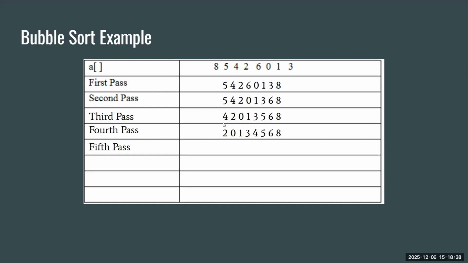And then for the fourth pass, 4 is greater than 2, and then 4 is greater than 0, so it swaps. 4 is greater than 1, so it swaps, and then 4 is greater than 3, so it swaps. So the end position is right here for 4. And then for the fifth and final pass, we have, is 2 greater than 0? Yes. Is 2 greater than 1? Yes. Is 2 greater than 3? No. So 2 goes in this position. And at this point, the array is sorted. So we're done with that loop.